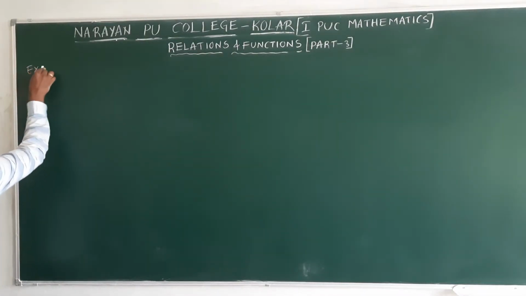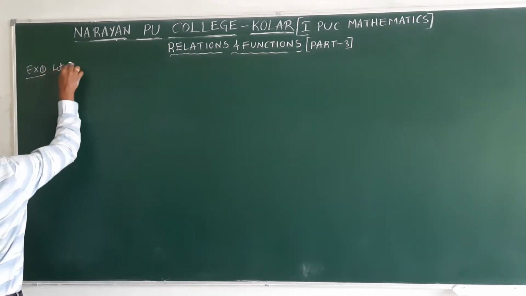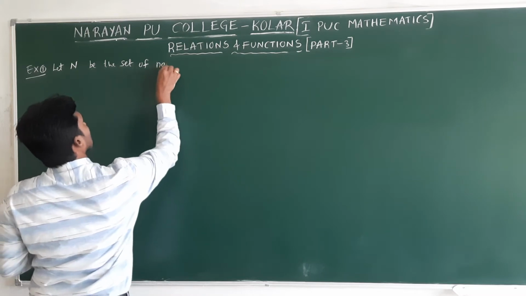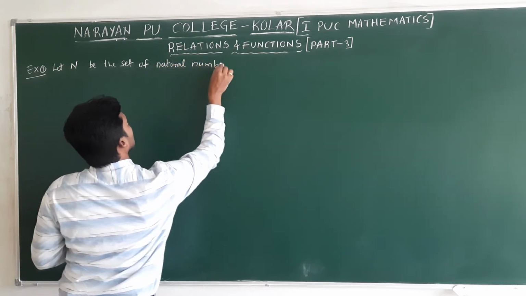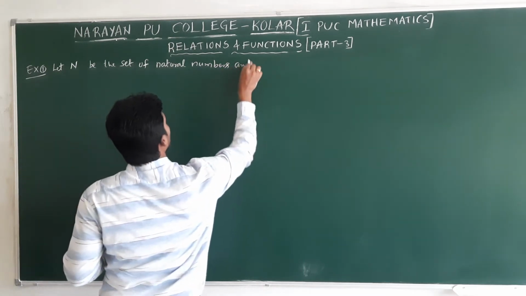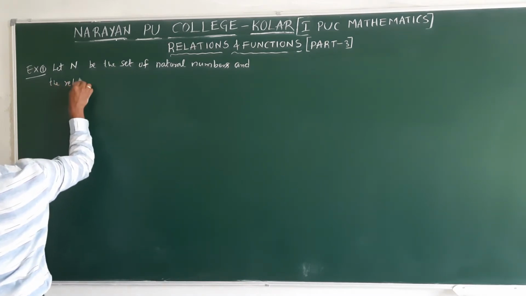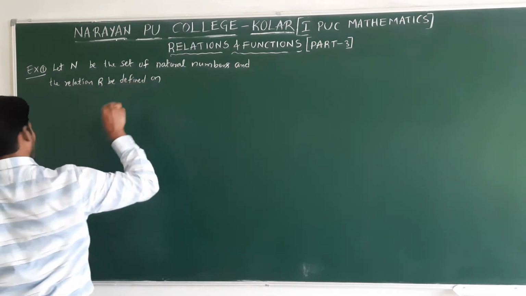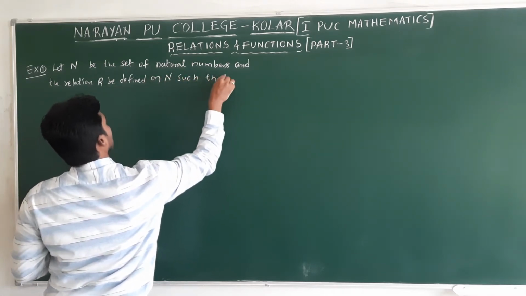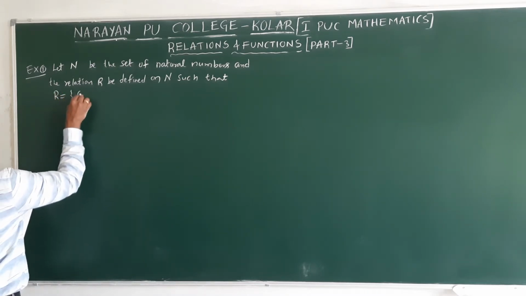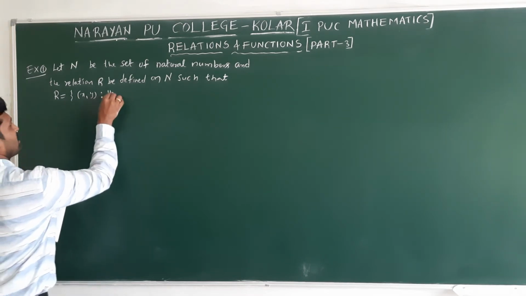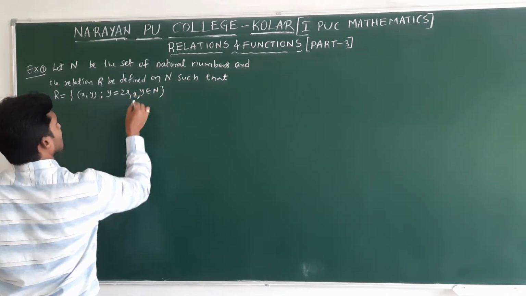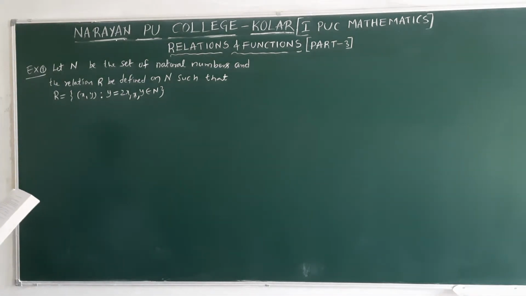Okay, let's discuss some examples. Example 1. Let capital N be the set of natural numbers and the relation capital R be defined on N such that R equals the set of ordered pairs (x, y) such that y = 2x, where x, y both belong to natural numbers. What is the domain?